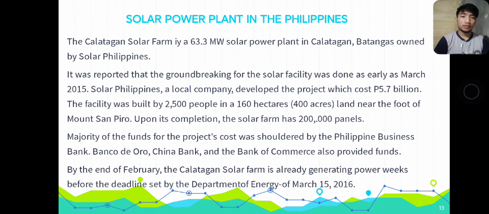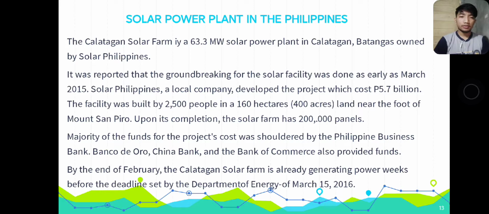Solar power plant in the Philippines. The Calatagan Solar Farm is a 63.3 megawatt solar power plant in Calatagan, Batangas, owned by Solar Philippines. It was reported that the groundbreaking for the solar facility was done as early as March 2015. Solar Philippines, a local company, developed the project, which cost 5.7 billion pesos.